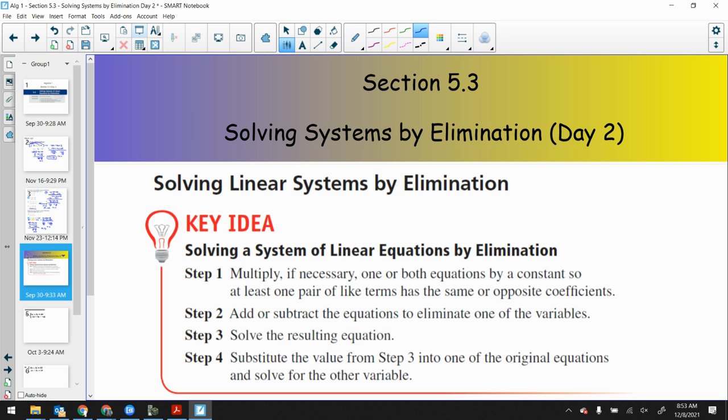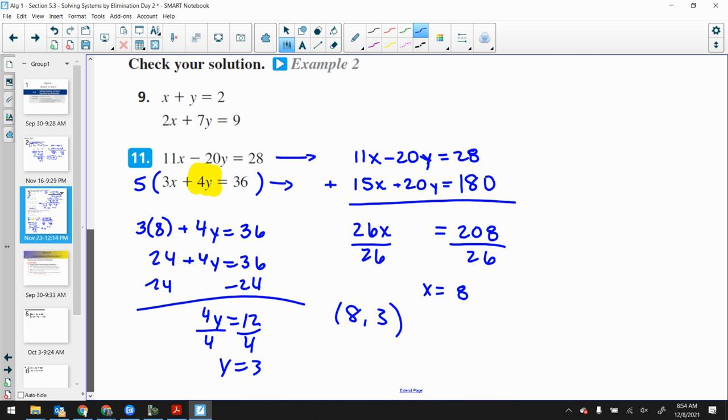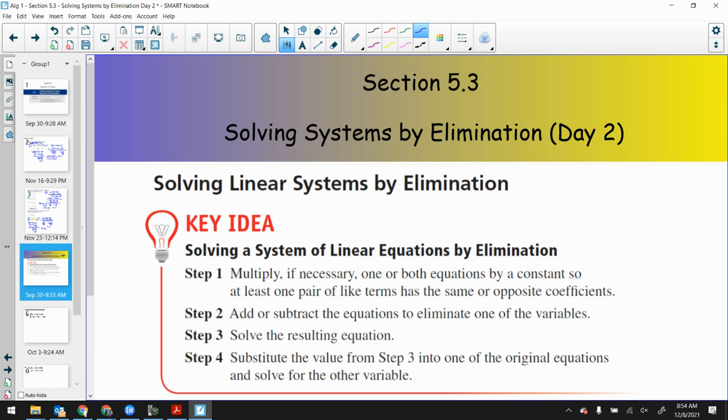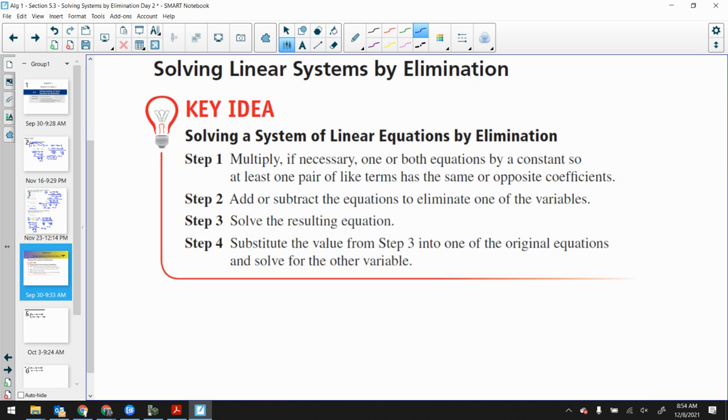Did we have to multiply yesterday? Yes. A little bit, right? At the end of the lesson. But a lot of them were set up for us. Today, we're going to have to multiply every one of them. Multiply if necessary. Now, we only multiplied one equation, right? Well, every time we did it, we only ever multiplied one. Like this number 11 that we had at the end here. All we did was multiply the bottom. Now, we're going to be multiplying both of the equations. That's what's going to be different about today.